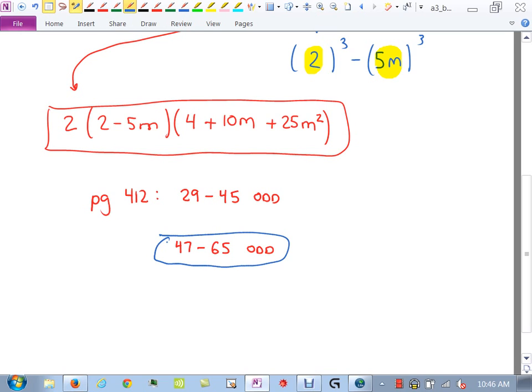47 through 65, the instructions say, use the general factoring strategy and factor completely. What that means is that on 47 through 65, they are not telling you whether or not it's a difference of squares, a difference of cubes, sum of cubes. You have to figure that out. With these, they're telling you it's either difference of cubes or sum of cubes. So they're kind of guiding you here. But all these problems, remember, GCF first, and then go try and use a formula.